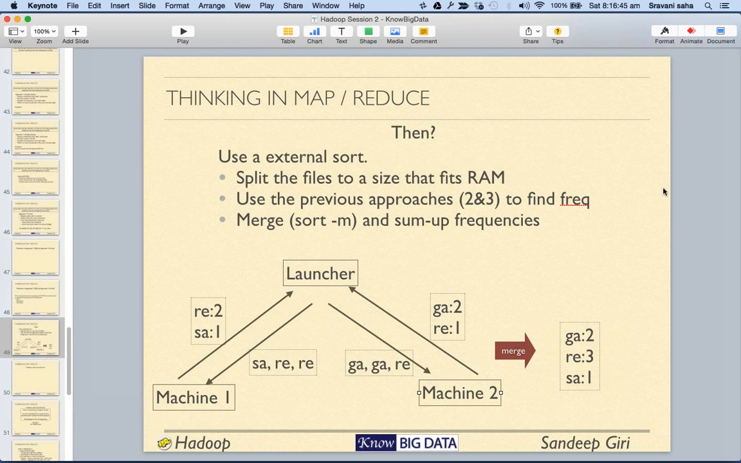So Mohan's question is, machine 1 and machine 2 seem to be very efficient, whereas the launcher doesn't seem to be. We are taking the data to the code and not vice versa, and going against the very concept of big data processing. Are we assuming that merging doesn't impact the overall performance? Brilliant, brilliant. It's a very good point, and we will answer it over a period of time.